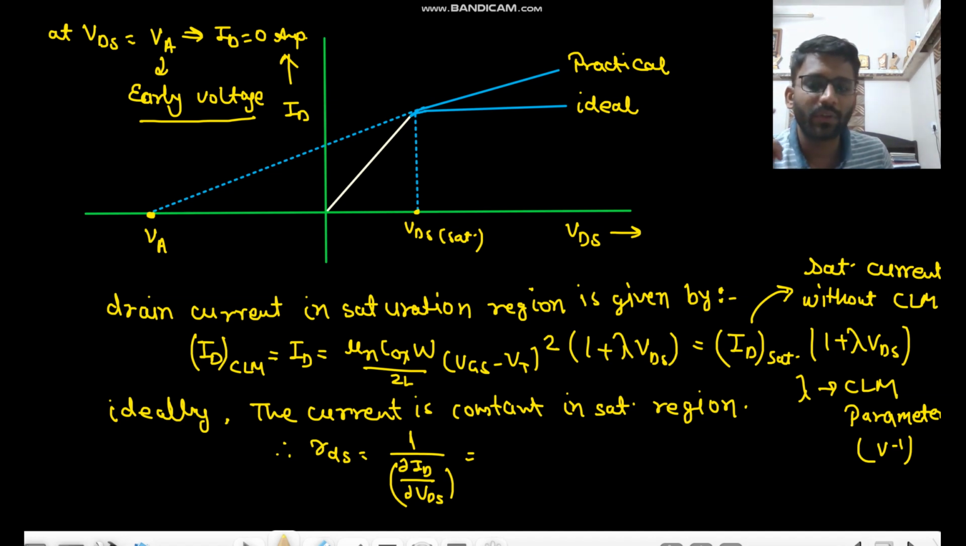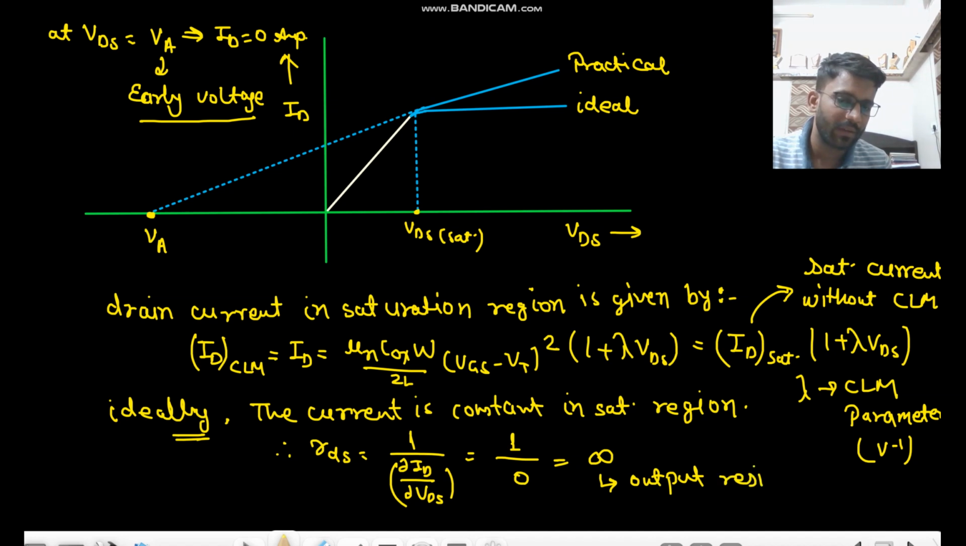Now what you can see is that ideally the current is constant in the saturation region. This is the current, mu n Cox W by 2L (VGS minus VT) whole square. So what is 1 upon lambda, 1 upon del ID upon del VDS, for the ideal situation? That is 0, because it is not depending on VDS at all. All this is constant. So 1 upon del ID upon del VDS will be 0.